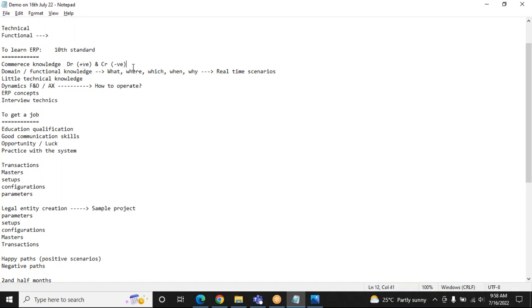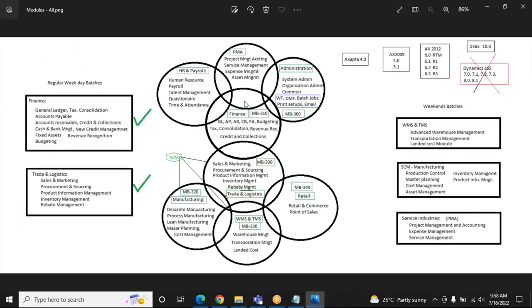If you fear positive and negative, you cannot learn finance. But if you are clear about positive and negative, you can learn Dynamics easily, finance also. Because in the market, finance demand is huge compared with logistics. Once you learn logistics, once you get an opportunity, you need to move from logistics to manufacturing or WMS or retail, because fresh blood will come here only.